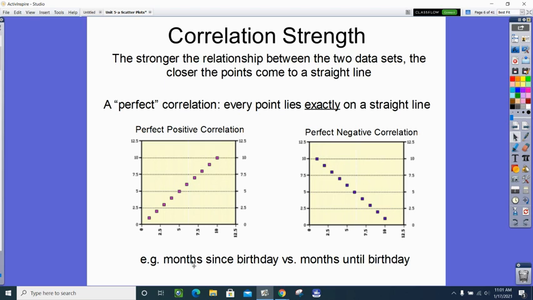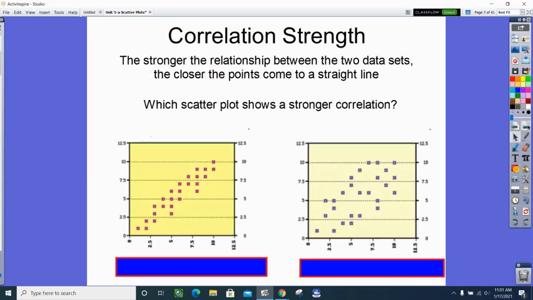Here's an example. The months since your birthday and the months until. So I'm born in September, and there's been, let's say, October, November, December, January, 4 months since my birthday, and then there will be 8 until. And then when I go up a month, it would be 5 and 7. And those points, if I plotted those, it would be a perfectly straight line, a perfect correlation. So that's an example. It doesn't happen that often in the real world.